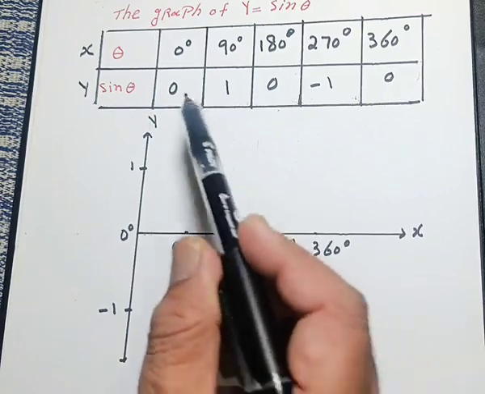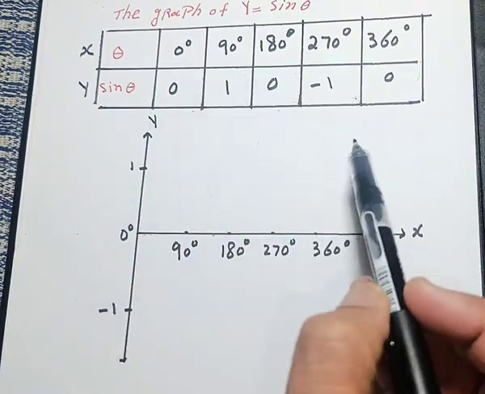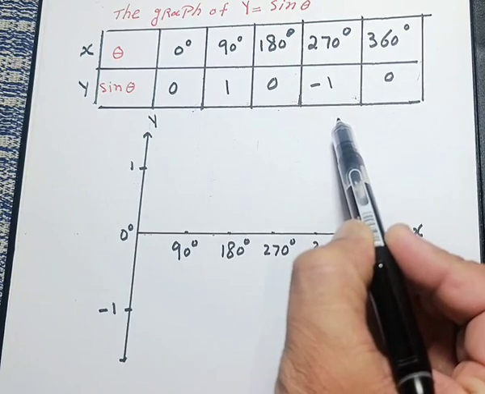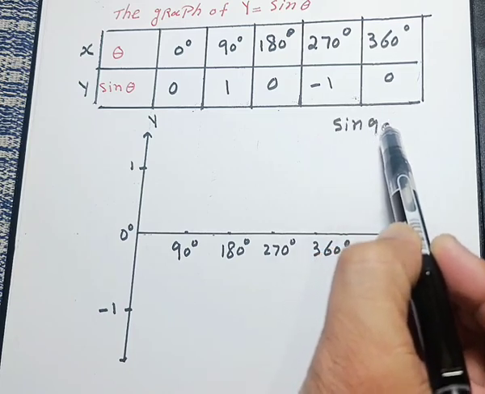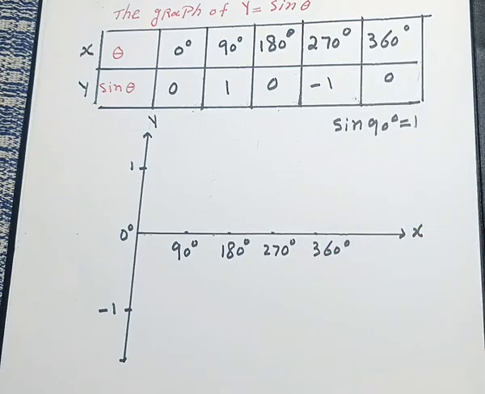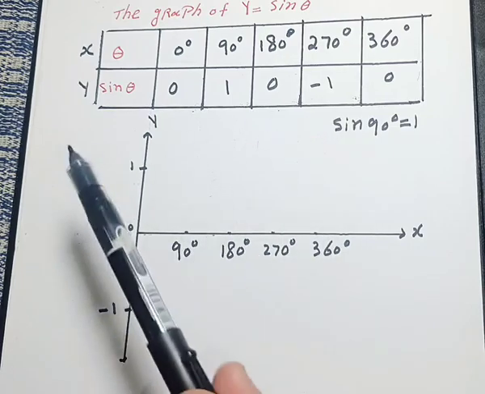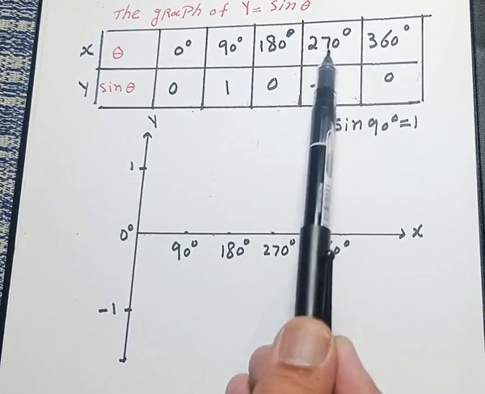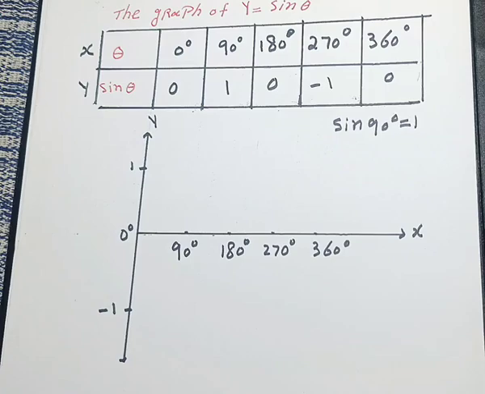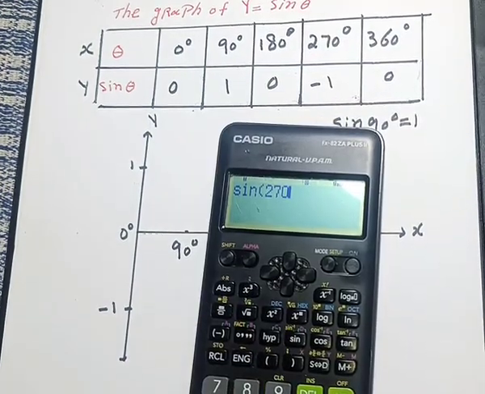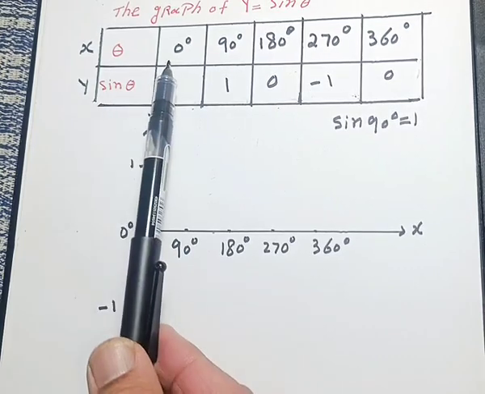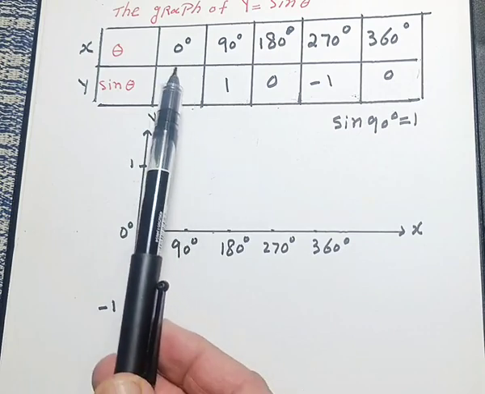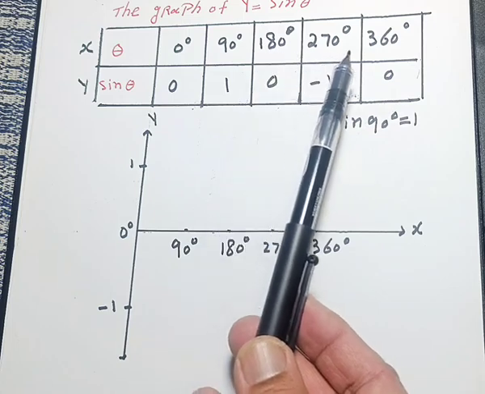So if theta, for instance, is 90 degrees, then sine 90 degrees is equal to 1. You can punch your calculator, you will find the answers. So sine 180 degrees is 0, sine 270 degrees is negative 1. Have a look here, sine 270 degrees is equal to negative 1. Whenever you want to start the graph, don't write so many values, just count in 90s: 0, 90, 180, 270 and 360.